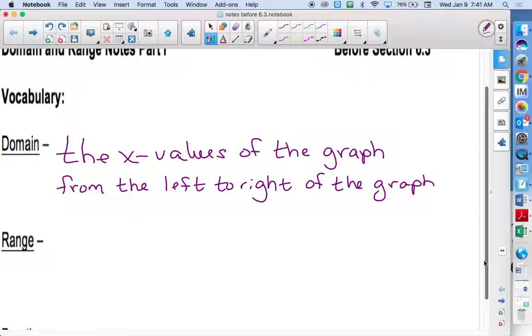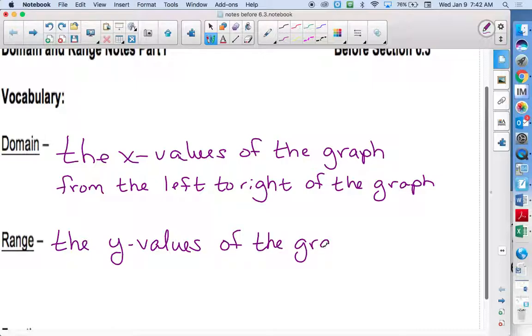So what would the range be then? Odette, what's the range? Yeah. In the y values, you read from the bottom to the top. So you start at the lowest value, you go up to the larger value.